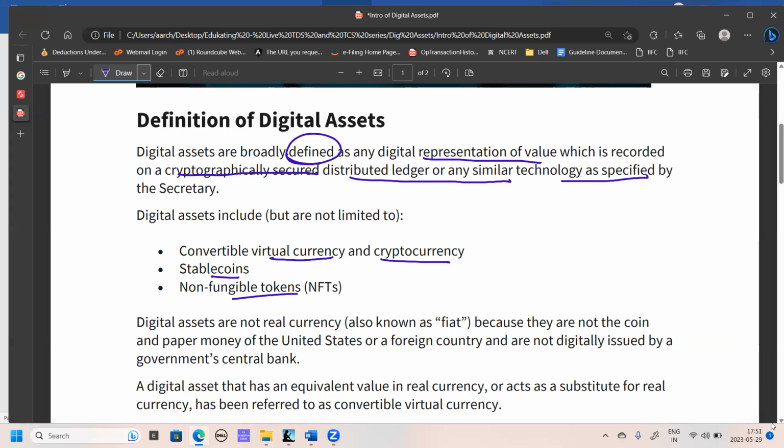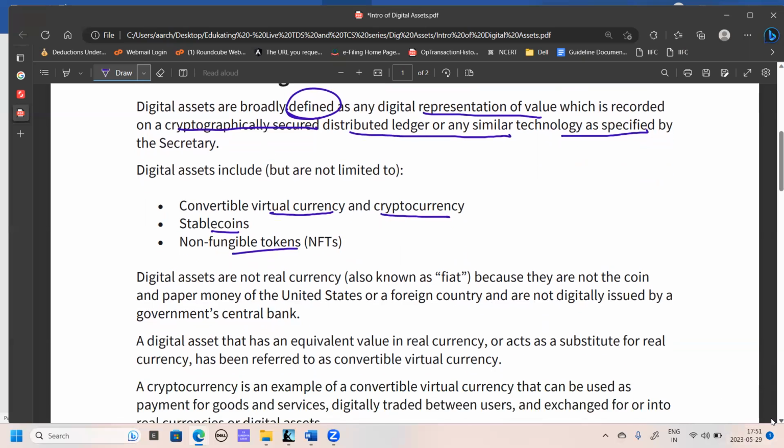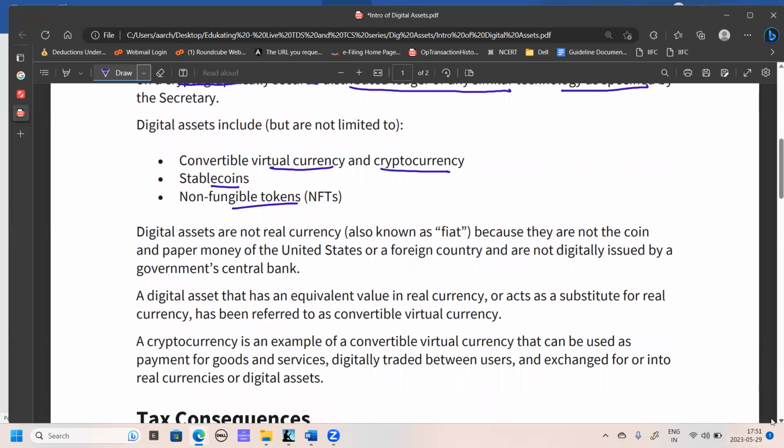There are many companies or many players in this trade sector which keep on mining these Bitcoins, crypto, Ether. There are many cryptocurrencies. They keep on mining. There is a different process behind the generation of the cryptocurrencies or any digital asset. A digital asset that is an equivalent in real currency or acts as a substitute for real currency is referred to as convertible virtual currency.